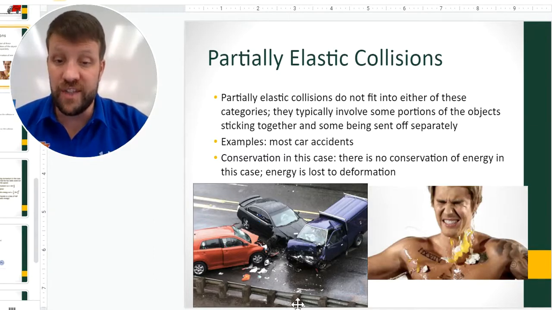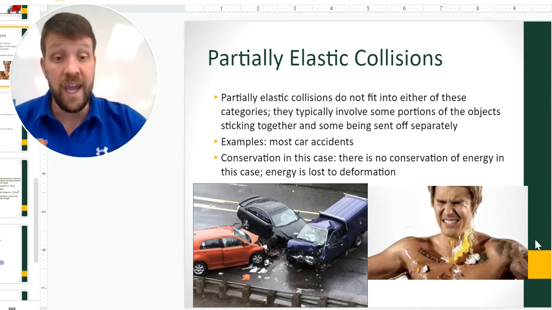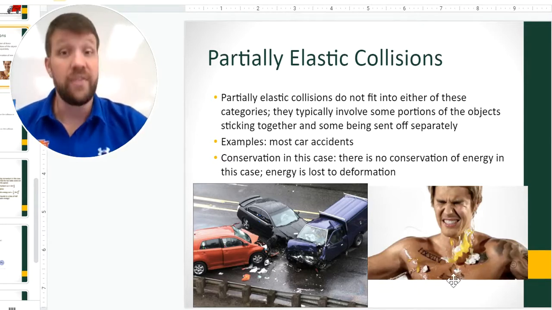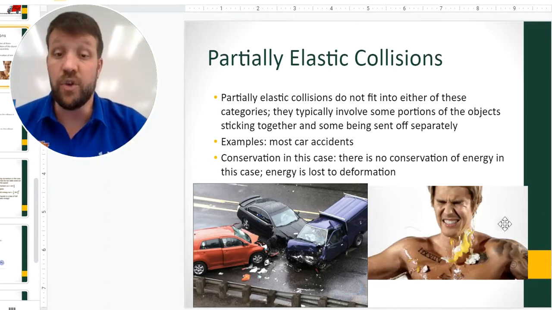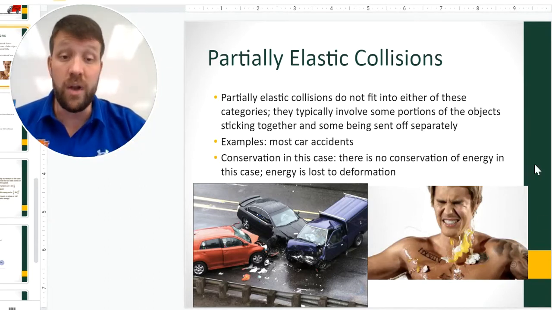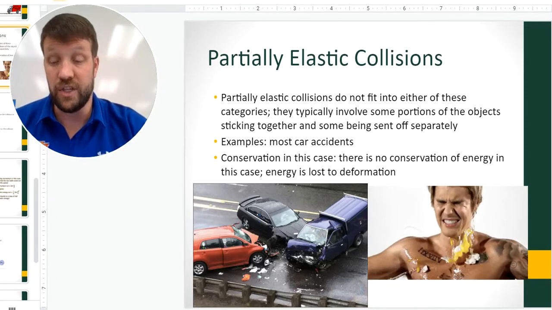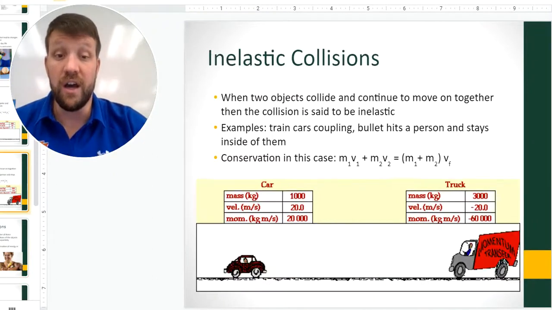So most car accidents here, you see pieces of these cars flew everywhere, right? I couldn't help but throw in the picture of Justin Bieber being hit by an egg, and you see the eggshell and the egg pieces and everything else flying everywhere, okay? There's deformation here. There is some energy lost. And so to look at conservation in this case, there's no conservation of energy because energy is lost due to deformation, all right? In these other cases, we have conservation of energy.